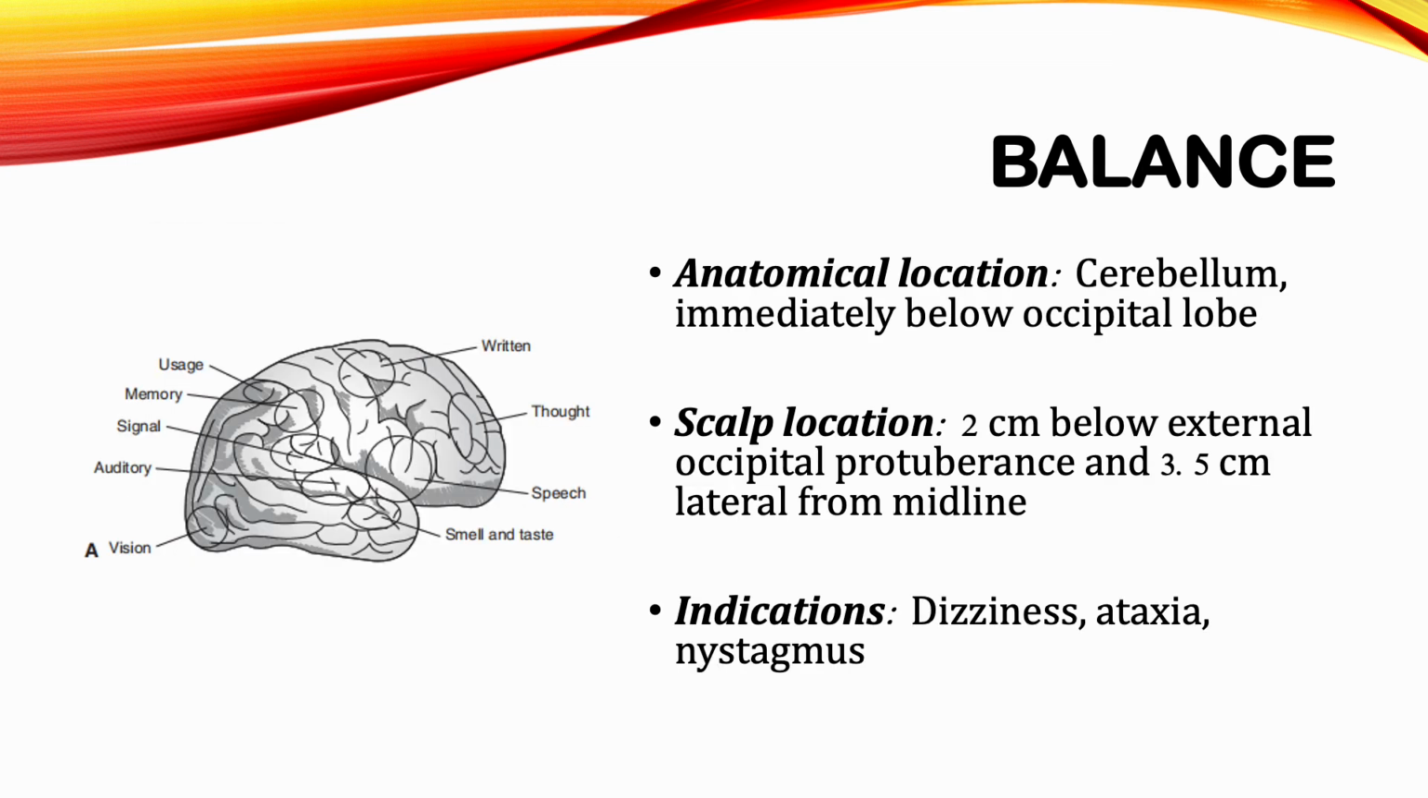Balance area. Anatomical location: at the cerebellum immediately below the occipital lobe. Scalp location: it is located on the scalp 2 centimeters below the external occipital protuberance and 3.5 centimeters lateral from the midline. Indications: dizziness, ataxia, and nystagmus.